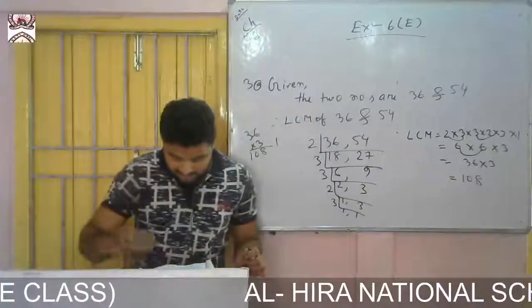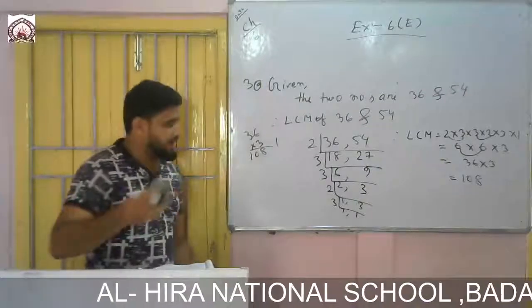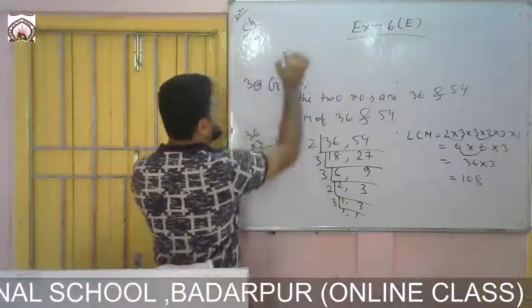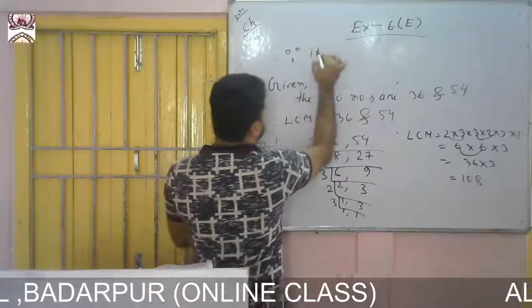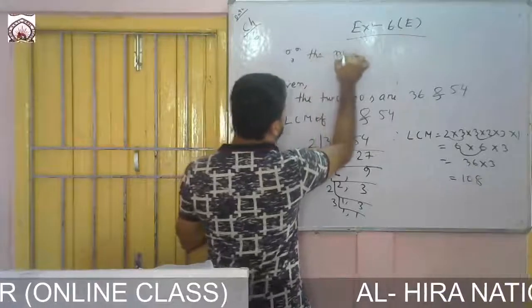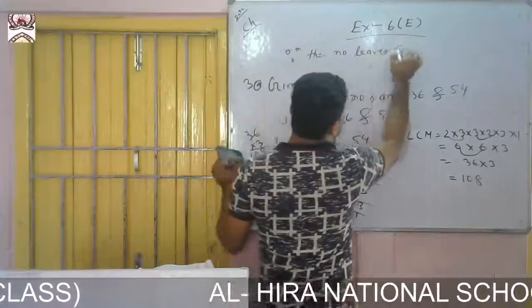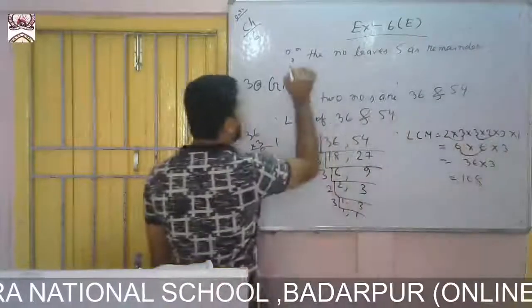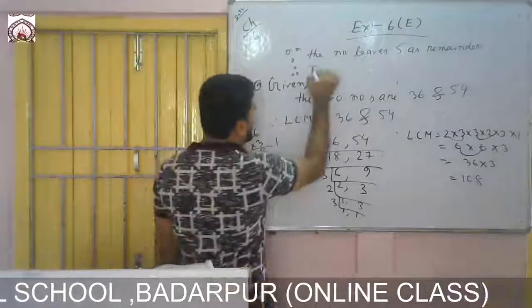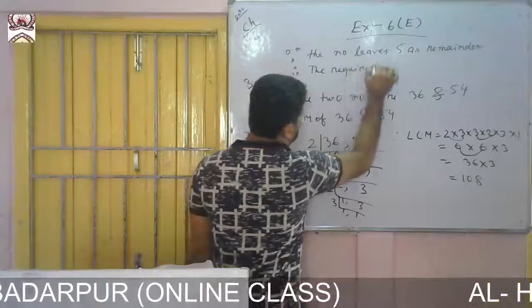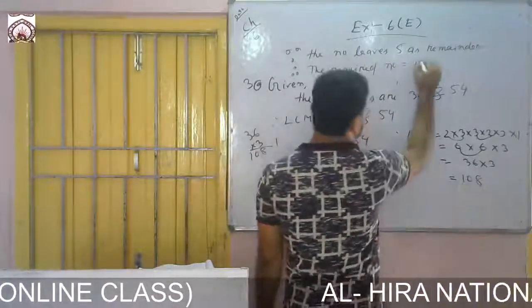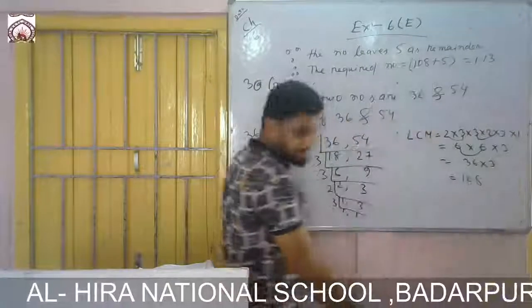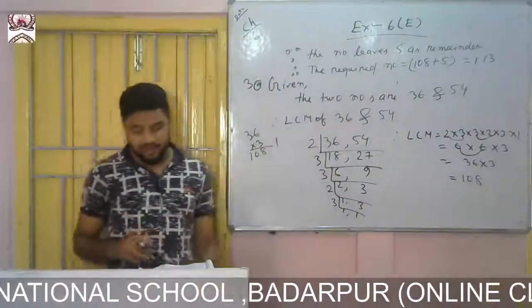Now you write, since the number leaves 5 as remainder, therefore the required number equals the number you got, 108 plus 5, it is 113. So 113 is the required answer.